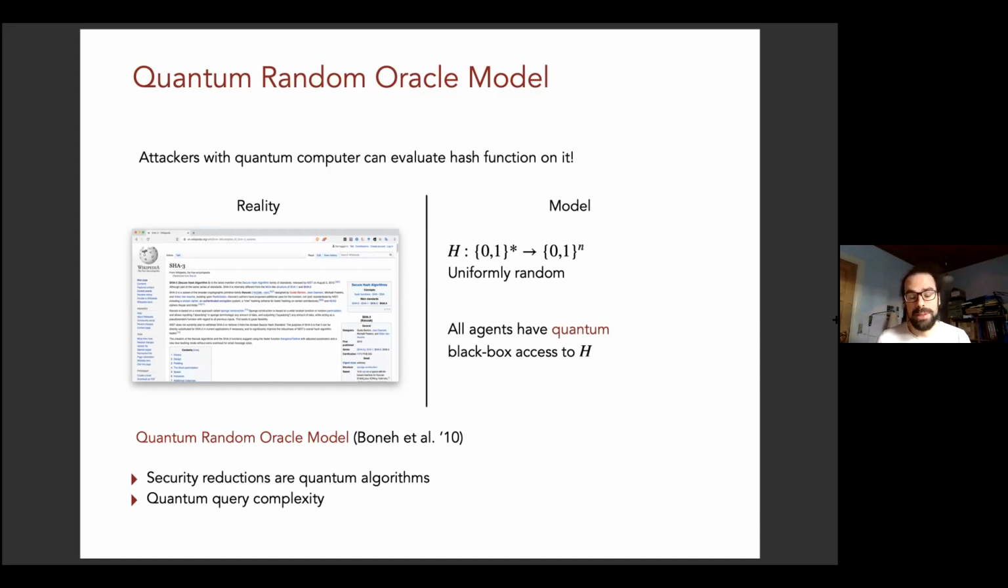And this was introduced by Boneh et al. in 2010. This has a number of consequences. Right now, security reductions are quantum algorithms, even if we talk about classical cryptographic schemes that are attacked by quantum attackers. And we need to resort also to quantum query complexity when we, for example, characterize the hardness of certain tasks relative to these oracles.